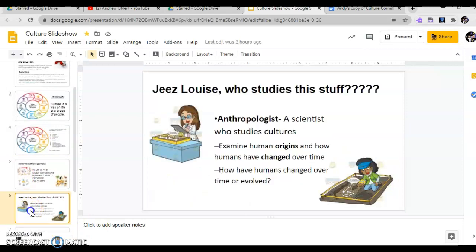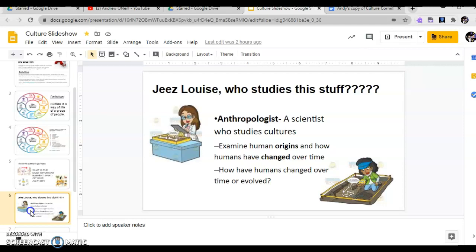So let's look here. Who studies this stuff? Who actually takes the time to do this? It's a really cool area of study, and it's called anthropology, and anthropologists study it. An anthropologist is a scientist who studies cultures. They examine human origins and how humans have changed over time. So let's think about how humans have changed or evolved.